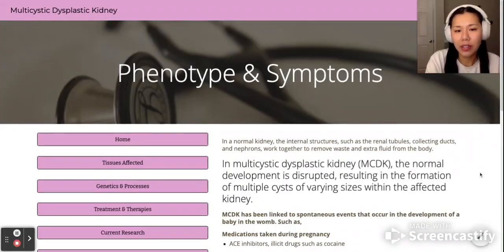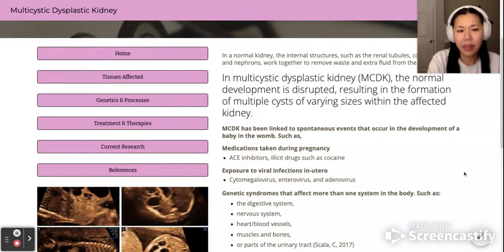So getting into the phenotype and the symptoms, MCDK is a severe form of renal dysplasia, which comprises a group of disorders in which nephrons in the collecting duct do not form properly with the epithelium. In a normal kidney, the internal structures are formed, but in this renal disease, the normal development is disrupted, resulting in the formation of multiple cysts of varying size within the affected kidney.